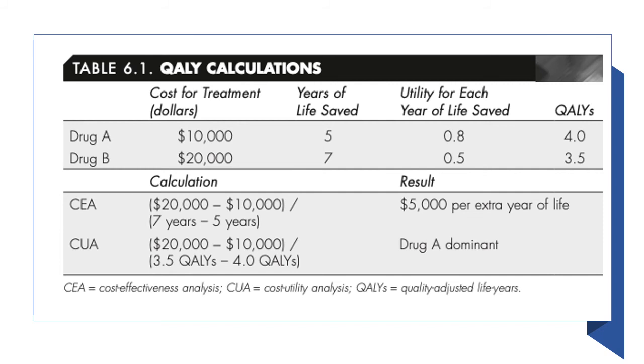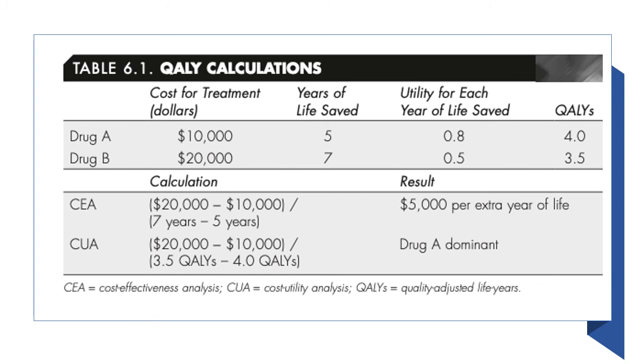So we have seen here, the example has been explained that there is a drug A and a drug B. The cost of the treatment is $10,000 for drug A, and the years of life saved is 5. The utility for each year of life saved is 0.8 for drug A. So the quality adjusted life years is 4. For drug B, the cost of the treatment is $20,000. Years of life saved is 7. The utility for that life saved is 0.5.